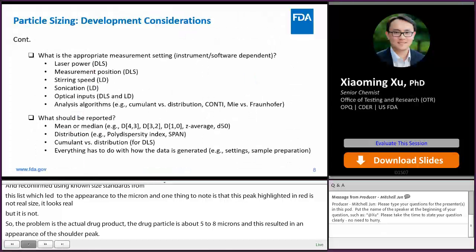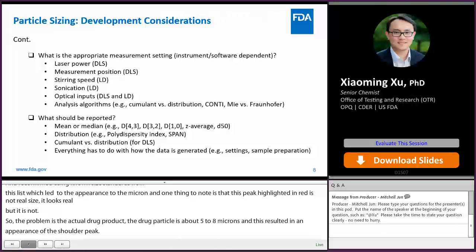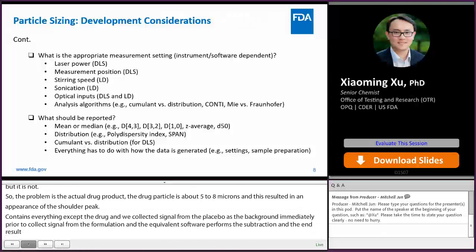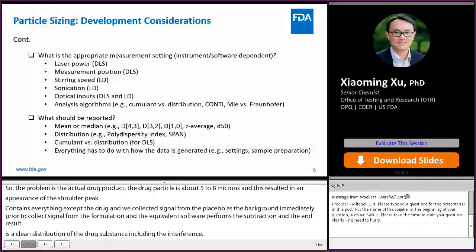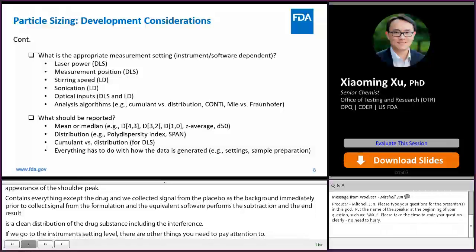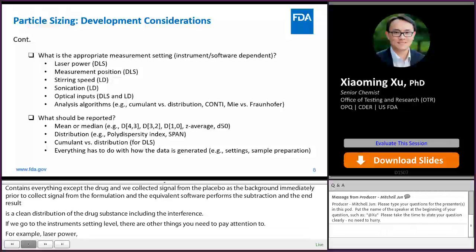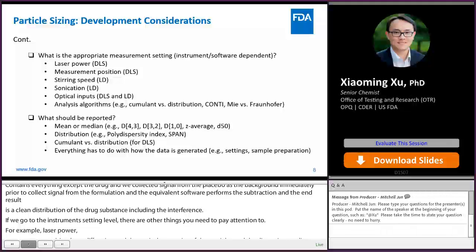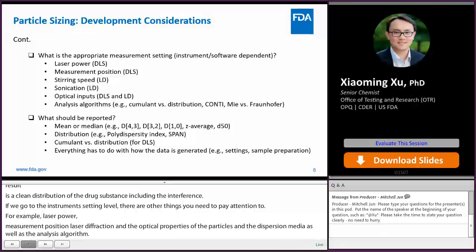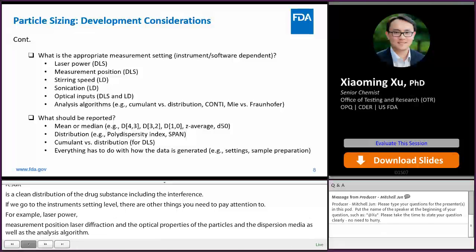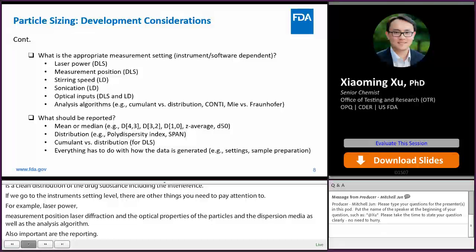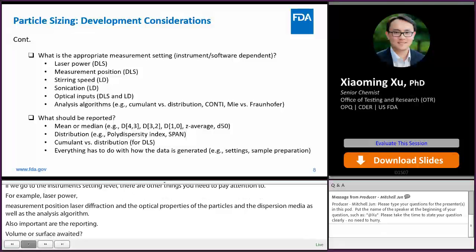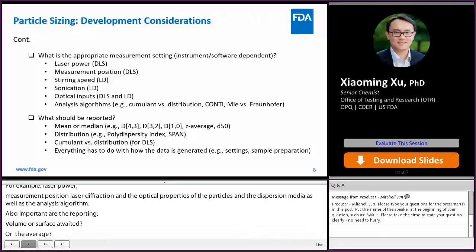If we go to the instrument setting level, there are other things that you need to pay attention to. For example, laser power, measurement position in DLS, and stirring speed, sonication setting in laser diffraction. And for both DLS and laser diffraction, the optical properties of the particles and the dispersion medium, as well as the analysis algorithm. Also important are the reporting. Is it mean or median? If it is mean, what type of mean? Volume or surface weighted? Or is it z-average? For DLS, are you reporting cumulative result or distribution result? And we actually will take a closer look at one of the deficiency questions later in this talk.